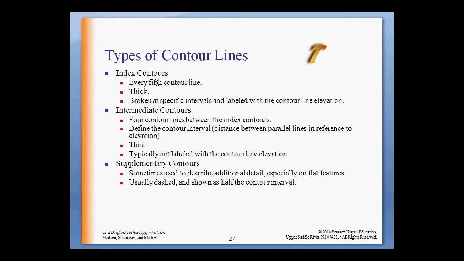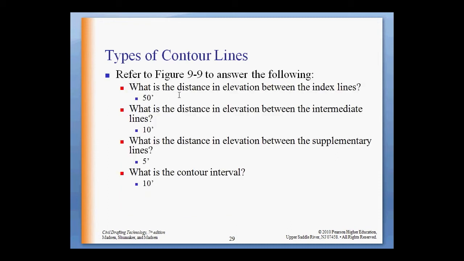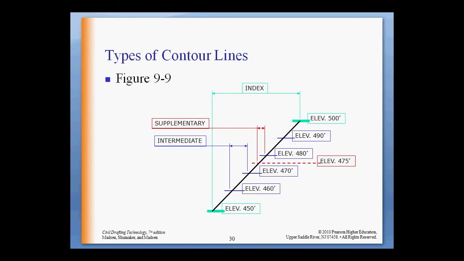And then they talk about supplementary contours, which we really rarely ever run across. Okay? And here's an example of what we just talked about. Index are the heavies with the numbers on them, and then the intermediates are in between. Okay, we're going to be looking at another figure that will kind of explain this, so I'm going to jump ahead to that image. Well, we're going to have another image in about 4 slides that will explain this. Okay, and a picture is worth 1,000 words. And here's an example.